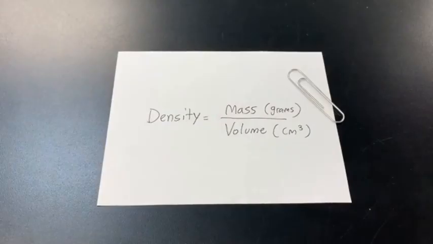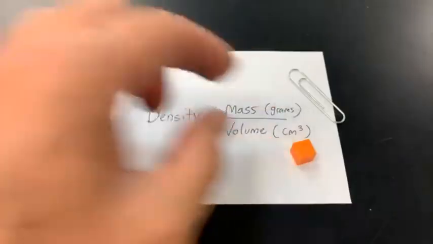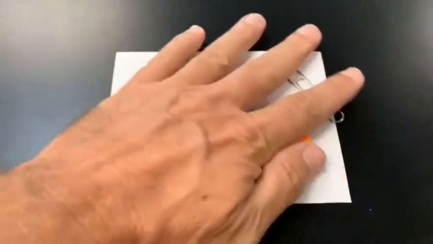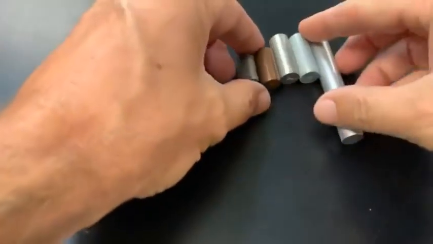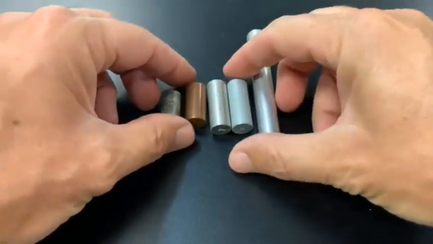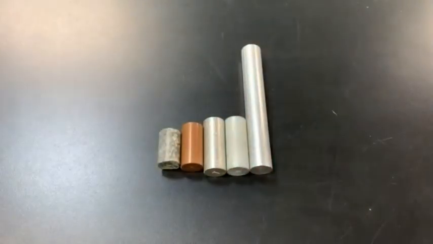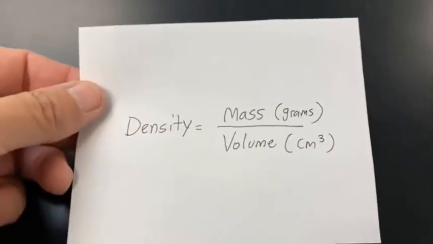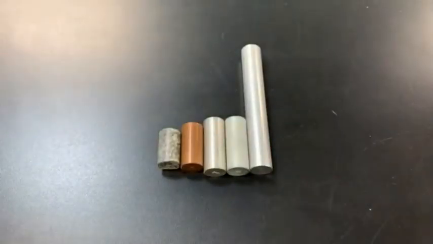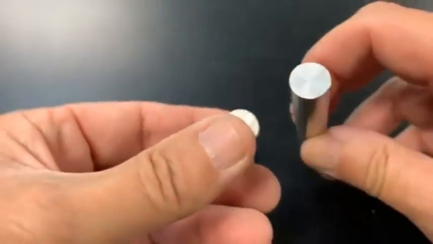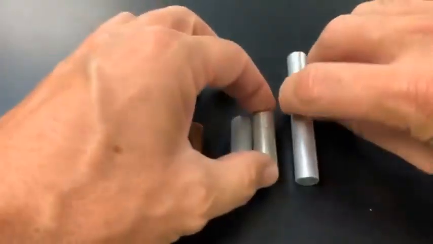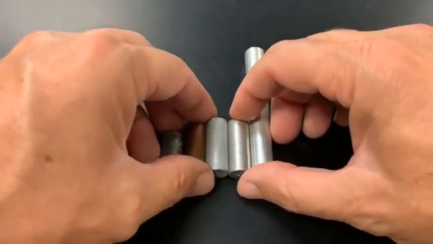Volume is a measure of the space something takes up, and it's measured in cubic centimeters. So I have these 5 cylinders of 5 different metals here. And the question I have for you is, what do we know about the density of these items? Well, let's first look at the volume. Since density is mass divided by volume, let's take a look at their volume. Now the diameter of these cylinders is the same, but what is different is they have different lengths.